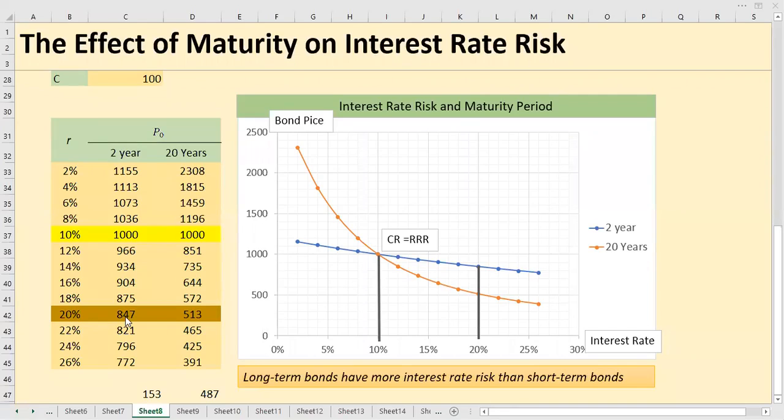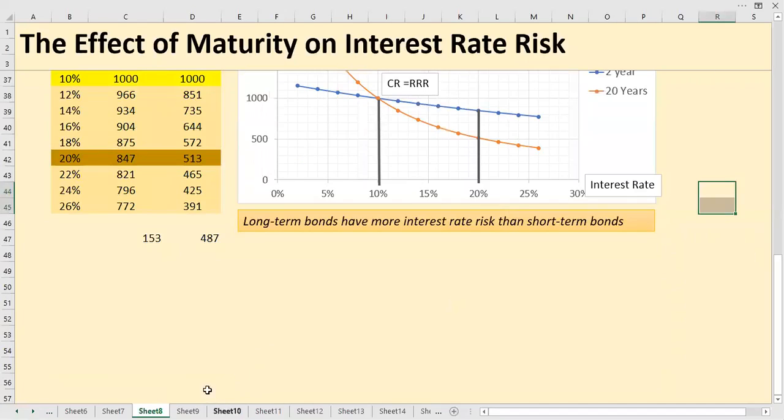So if you compare the two maturity periods with the interest rate risk, that means when the maturity period is higher, you expose your bond to more interest rate risk. That means there is a greater possibility that your price is going to fluctuate in the future if the bond has a higher maturity period. So that is what you want to understand here, right?